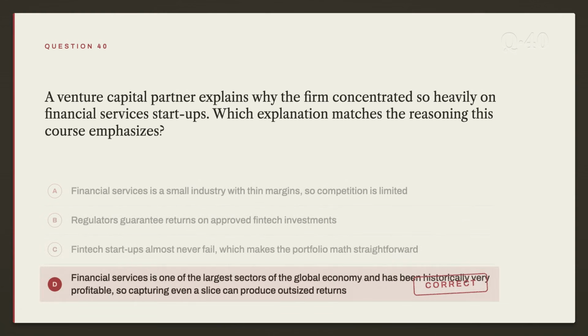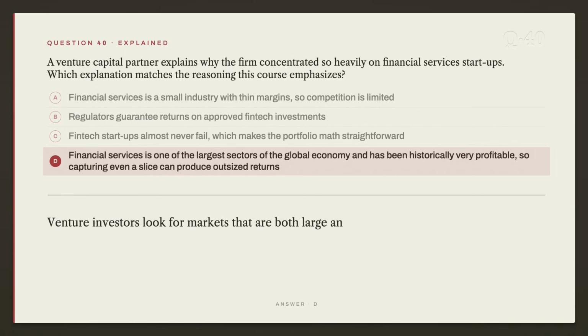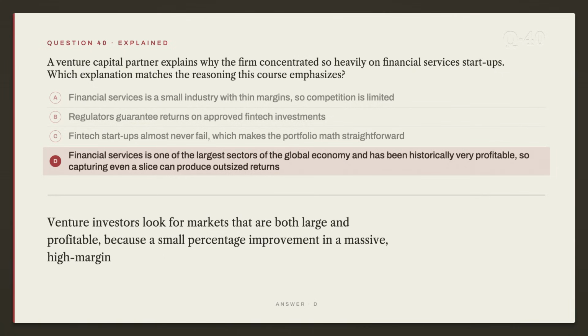The correct answer is D. Financial services is one of the largest sectors of the global economy and has been historically very profitable, so capturing even a slice can produce outsized returns. D is correct because venture investors look for markets that are both large and profitable, because a small percentage improvement in a massive, high-margin industry still returns enormous sums. Financial services passes both tests, which makes any credible plan to peel off part of that profit pool worth funding. Historically low post-crisis interest rates pushed institutional investors further toward venture and private equity, reinforcing the flow of capital.